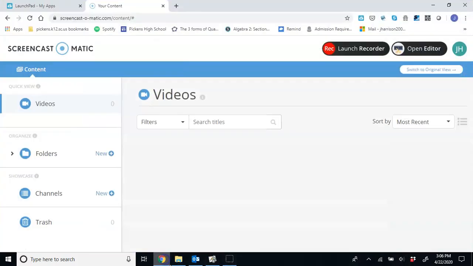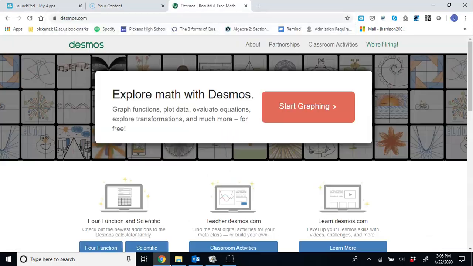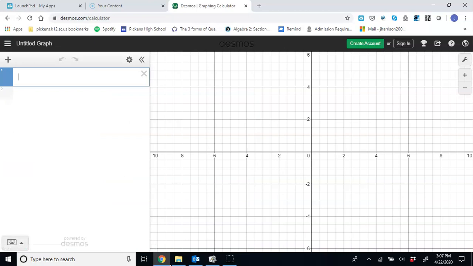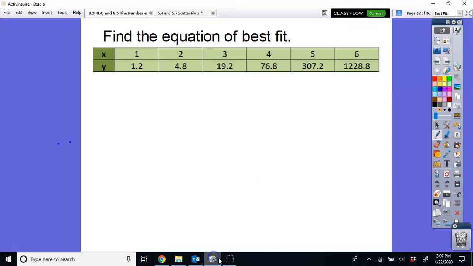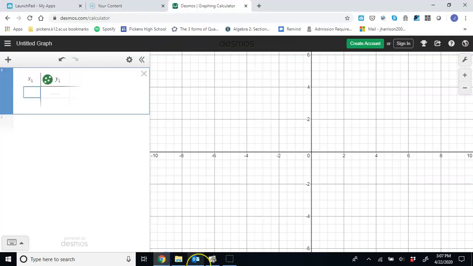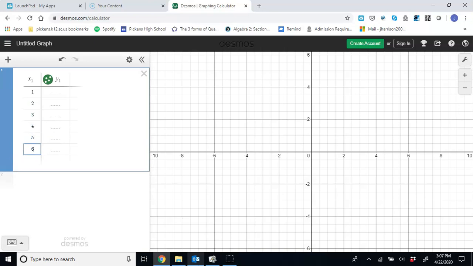So first of all, we're going to go to Desmos, and so I'm going to go over here and click on Desmos, go to Start Graphing, and then I'm going to go to the little plus sign here, click on plus, go to Table, then I'm going to enter in my table of values from these points over here. So my X values 1, 2, 3, 4, 5, 6, so I'm going to enter those in. And then I'm going to go to my Y values.